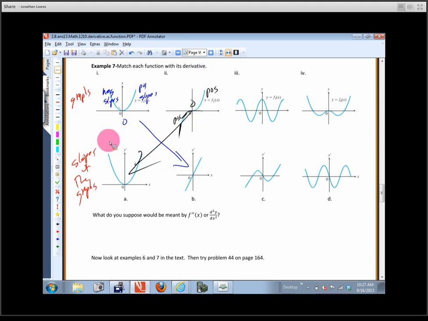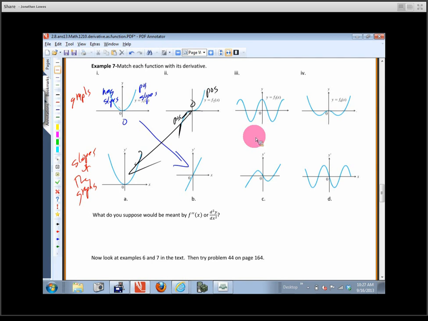Big positives, small positive, smaller positive, really small positive, all the way to 0, and then same thing on the other side. And notice how it's symmetric, just like that graph was symmetric. Okay, let's take a look at this one. Okay, let's run through and do this.